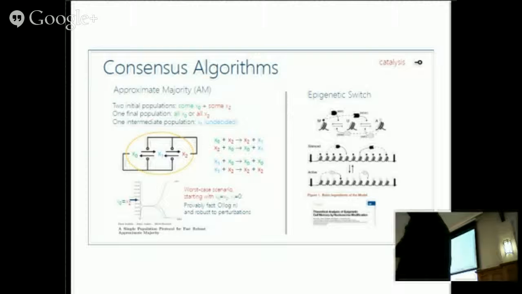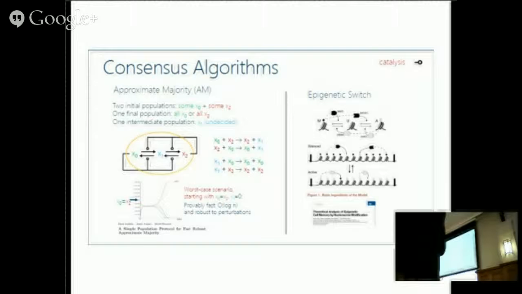And this has very good properties. It's a logarithmic algorithm in parallel time. And definitely you get n log n collisions of communications to convergence, but in parallel time it's logarithmic. It's robust to perturbations. So if you are in the all red state, it's very difficult to push you back to the all green state. There's a threshold like that.